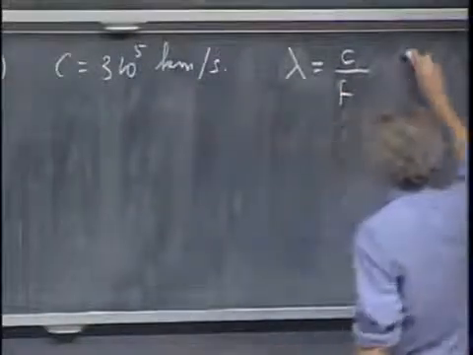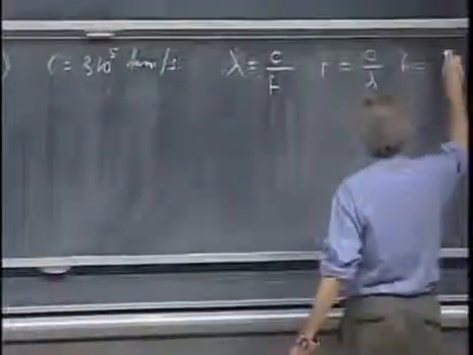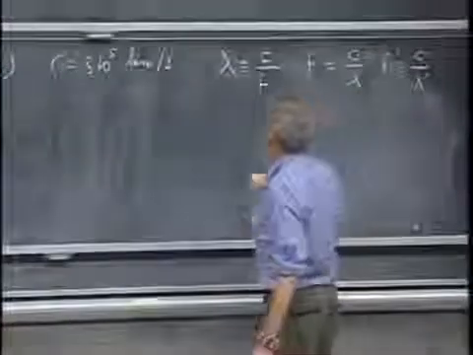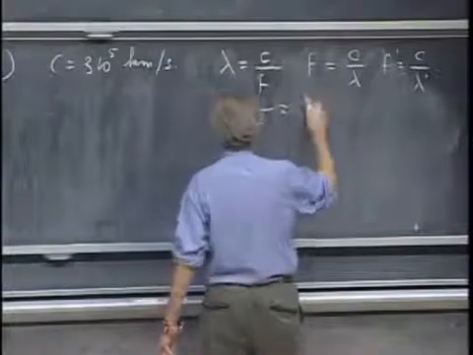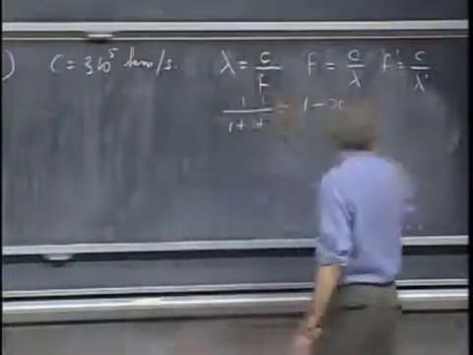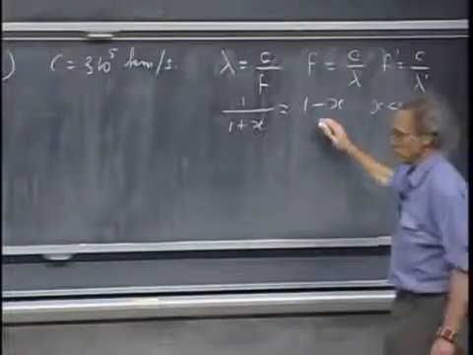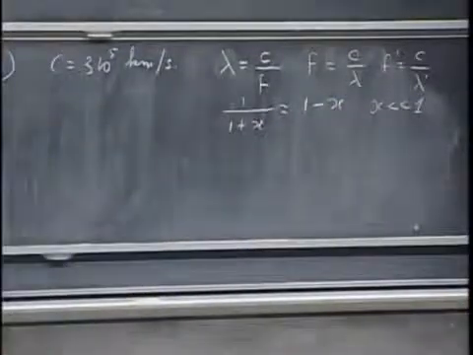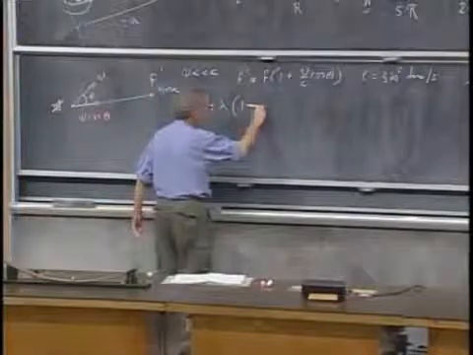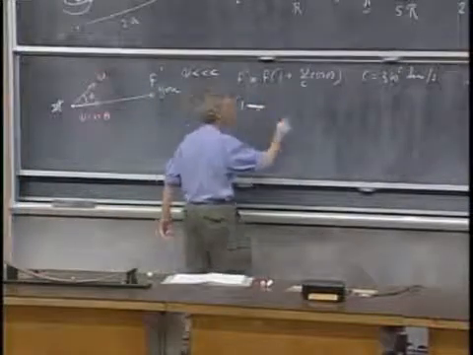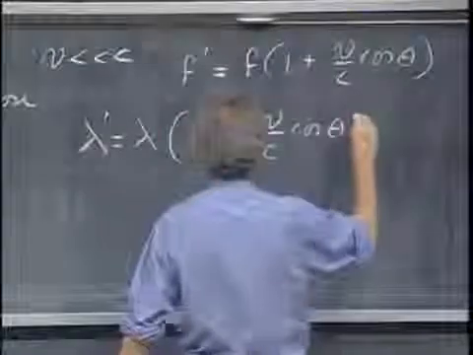So we can substitute in that equation f equals c divided by lambda, and f prime equals c divided by lambda prime. When we do that, and we also make use of this approximation, that 1 divided by 1 plus x is approximately 1 minus x, as long as x is much, much smaller than 1. This is the first order term in the Taylor expansion. Then you can find that now lambda prime becomes lambda times 1 minus, the plus changes to a minus sign for that reason, times v divided by c times cosine theta.